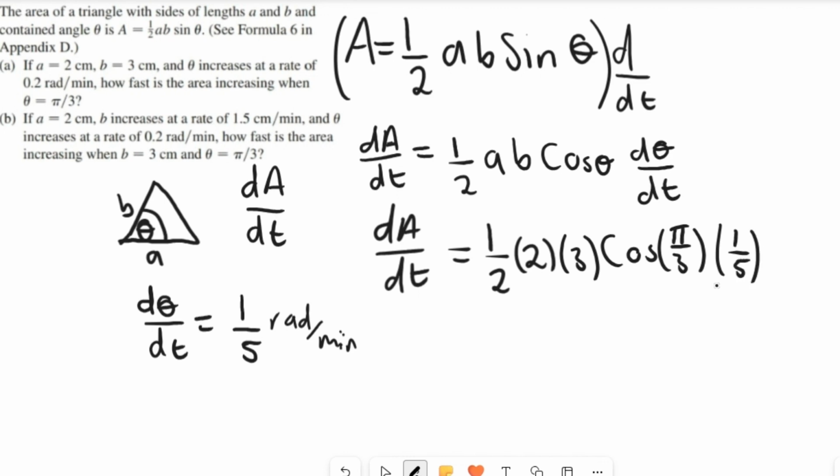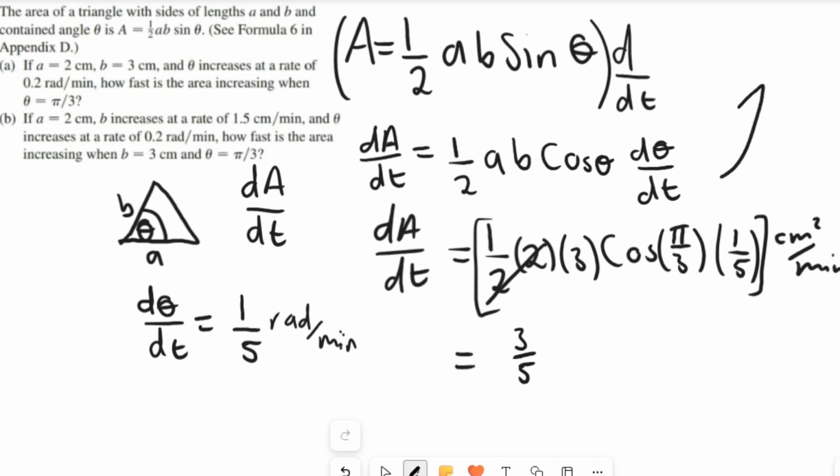And then the units for everything are what we just discussed: centimeters squared per minute. Then we simplify this now. 2 cancels with 2. You have 3 over 5. 3 multiplied by 1 over 5 is 3 over 5. So you put 3 over 5 times cos of pi over 3. Please refer to this video. I'm going to keep on referring to this video for part B as well.